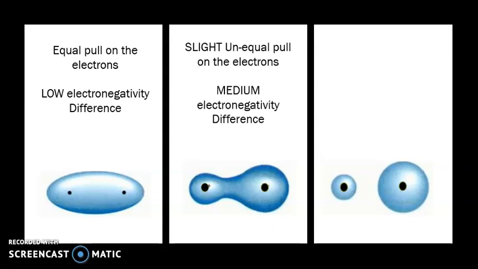The middle picture is a little bit different. Now you can see that the electron cloud isn't being shared as equally. There's a slight unevenness to that pull. And what creates that is a larger difference in the electronegativity. One atom has a greater electronegativity and one atom has a lower electronegativity.